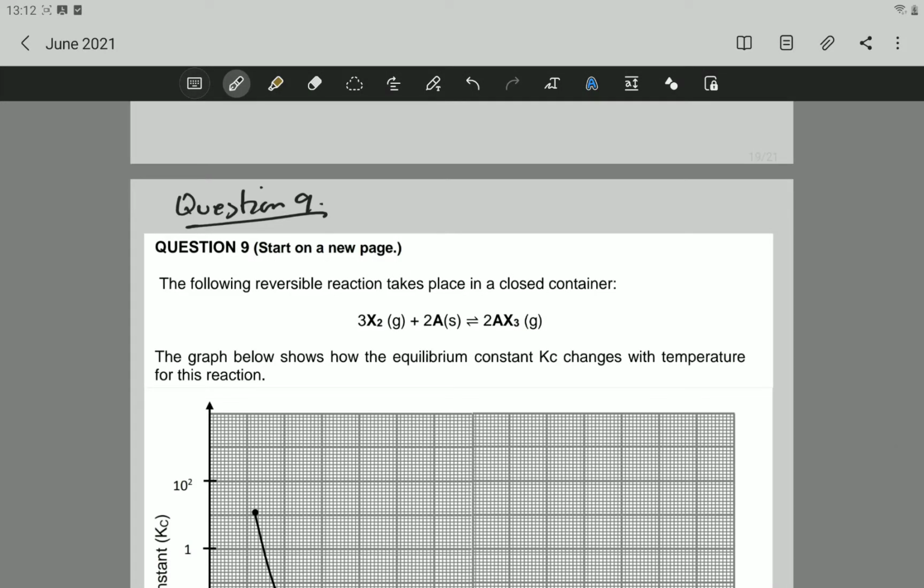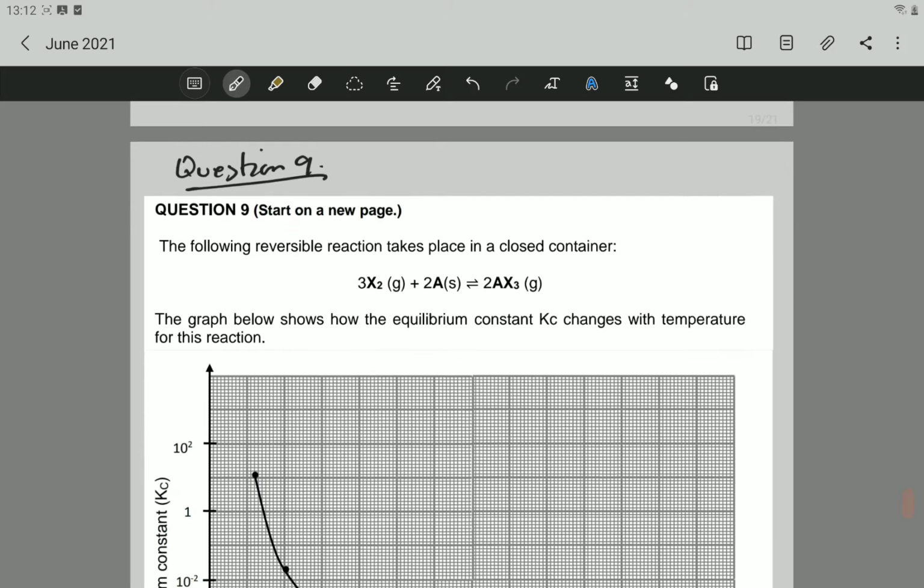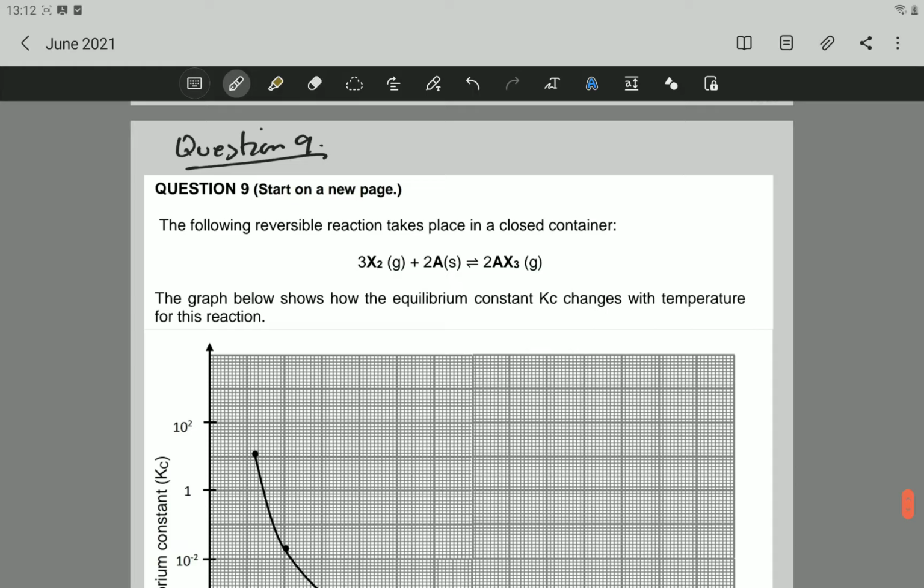Grade 12. We are now finally at question 9. This is the last question of the question paper. However, we still have to do a video on question 1. Question 1 is going to be the last one because it relates all the topics. Now question 9 is about Kc. There are a lot of problems with learners about Kc. However, it's not that difficult.